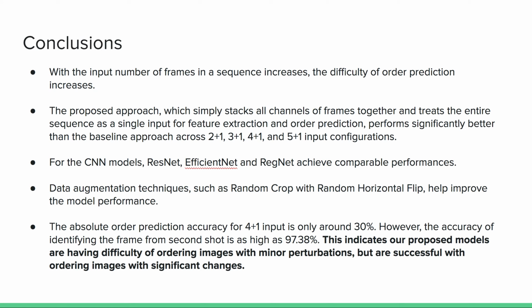In conclusion, we find that our proposed approach, which simply stacks all input channels together and treats the entire sequence as a single input, significantly outperforms the baseline approach across models and input configurations. We find that the CNN models achieve comparable performances, while random crop with random horizontal flip helps improve model performance the most. Lastly, we find that our model is quite robust to shot change.